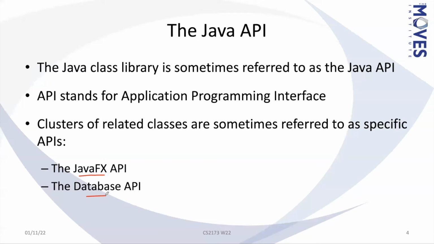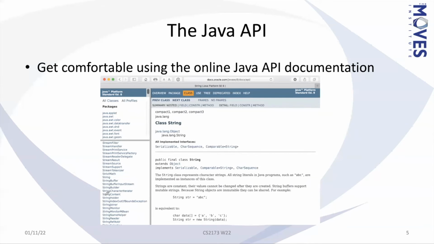There's Microsoft Access, which can be interacted with Java. Again, it's a little bit clumsier than some of the other ones, but it can be done. Anyway. Okay, so the Java API.